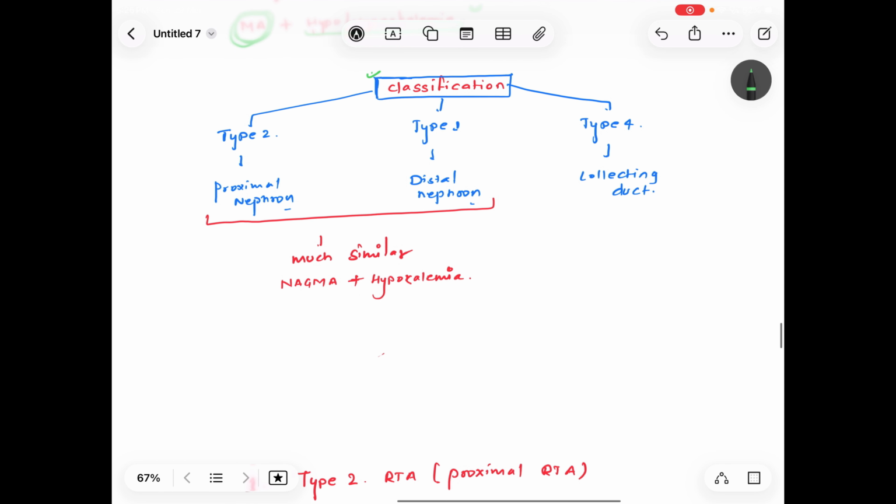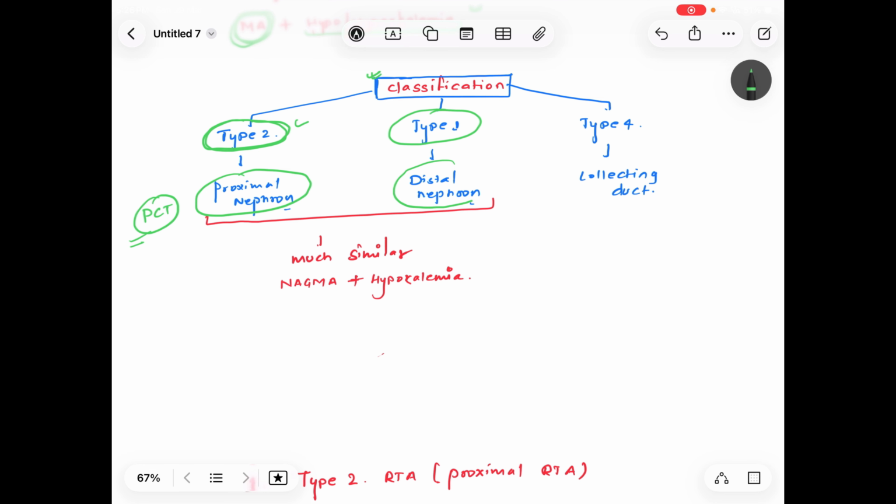First one is type 2 RTA. In type 2 RTA, there is a defect in the proximal nephron, the PCT. In type 1 RTA, there is a defect in the distal nephron. These type 2 and type 1 present in a much similar way. They both have normal anion gap metabolic acidosis and hypokalemia.